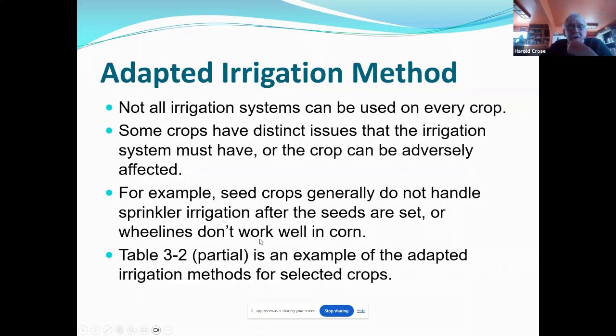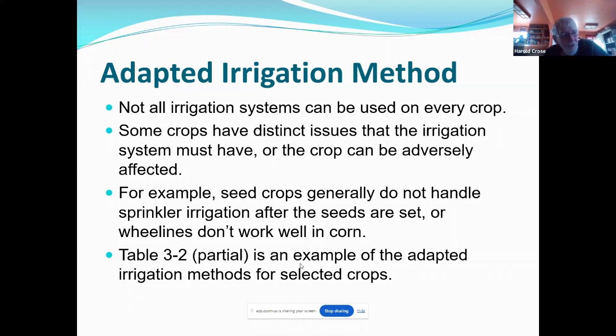So not all irrigation systems can be used on every crop. I mentioned that a little earlier, that growers would not put a sprinkler irrigation system on seed crops. It just isn't done. So that's one case where you'd be very restricted in what irrigation system you can use. And some crops have distinct issues that the irrigation system must have, or the crop can be adversely affected.